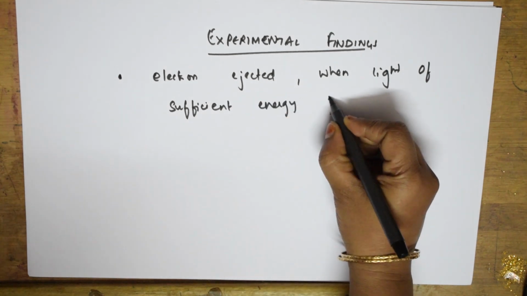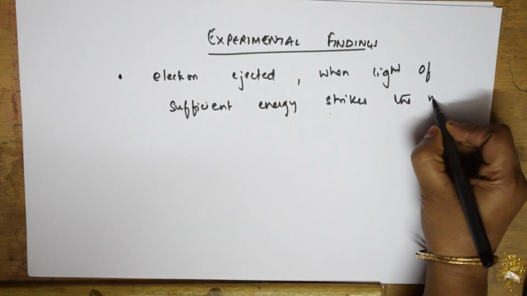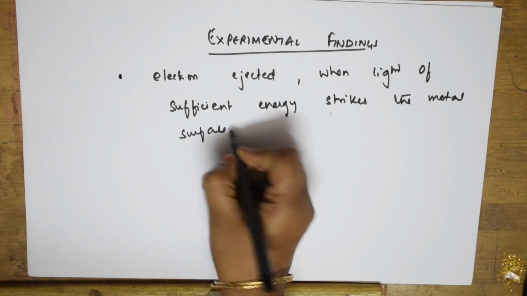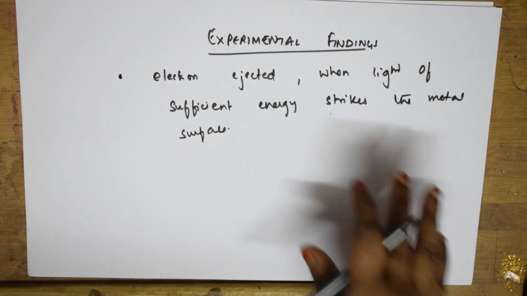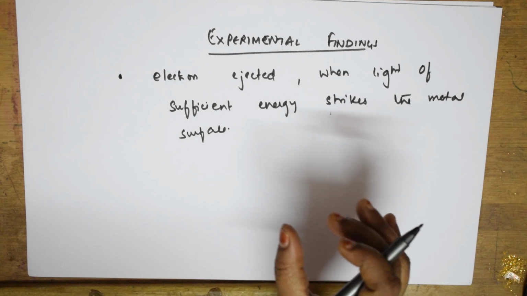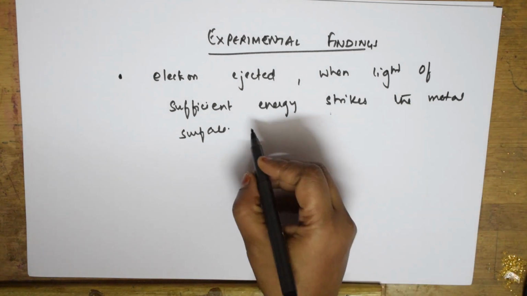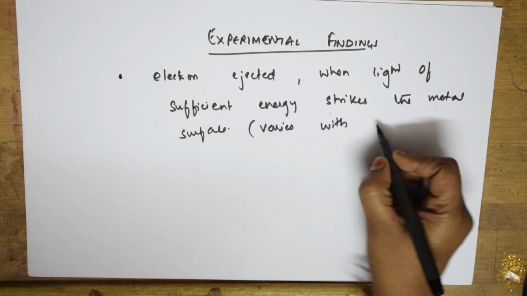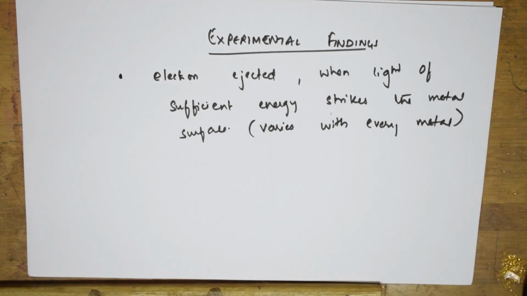When sufficient energy strikes the metal surface, only then does the electron eject out of the surface. So what is this? If I have to draw the same diagram, here I said a certain frequency, and that amount of frequency varies with every metal. Every metal has a different frequency, and only then will the electron come out.